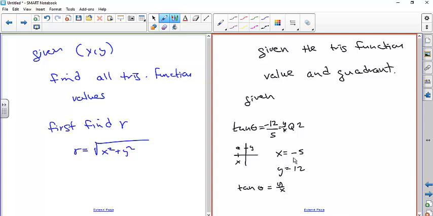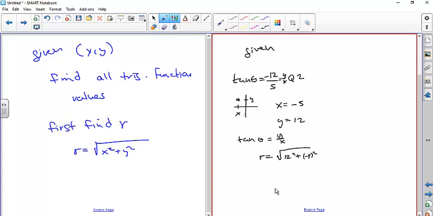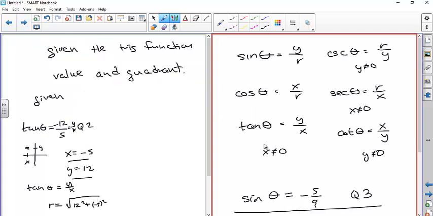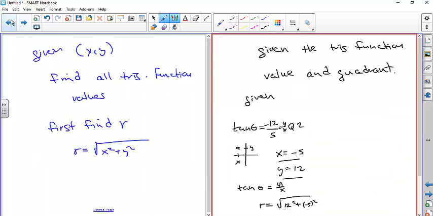So I do that, and then I can calculate r, which is going to be equal to the square root of 12 squared plus -5 squared, which is the square root of 144 plus 25, which is the square root of 169, which is 13. So then I've got r, I've got x and y, and then I can plug them into there. Okay, so that's if I gave you the tangent.